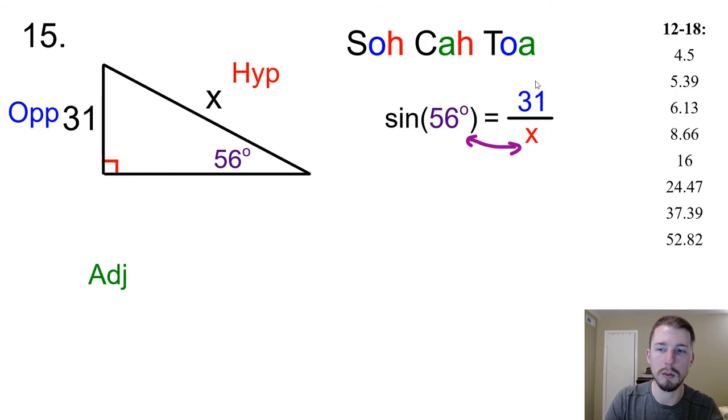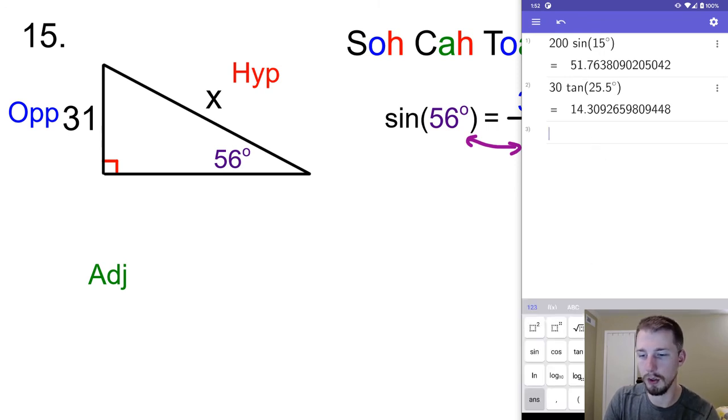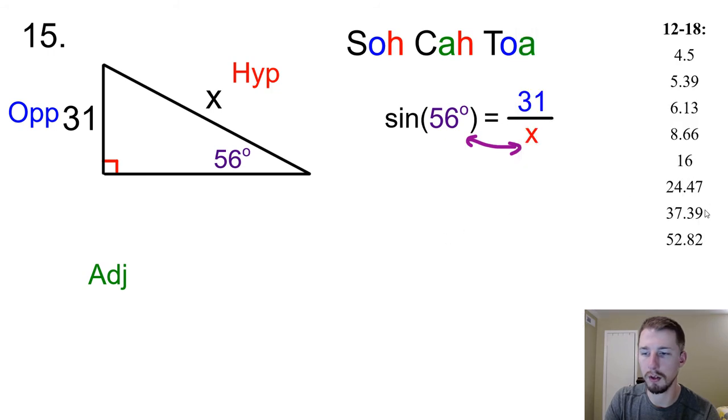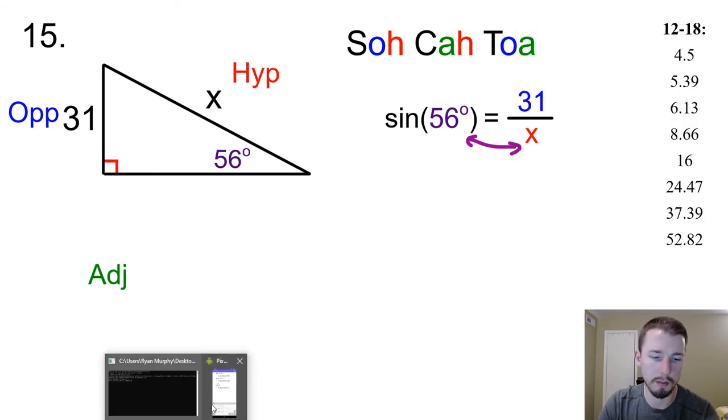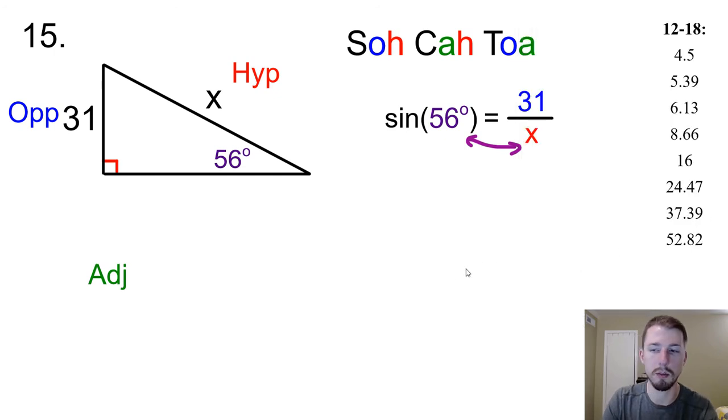So when we put it in the calculator, it's going to be 31 divided by sine of 56. If we do it as a fraction, we need to do the n over d button first. So 31 divided by sine of 56, which is going to be 37.40. Oh, I think I might have rounded that wrong. No, 37.39. Yeah, so it is 37.39. So we can cross that out on the answer bank.